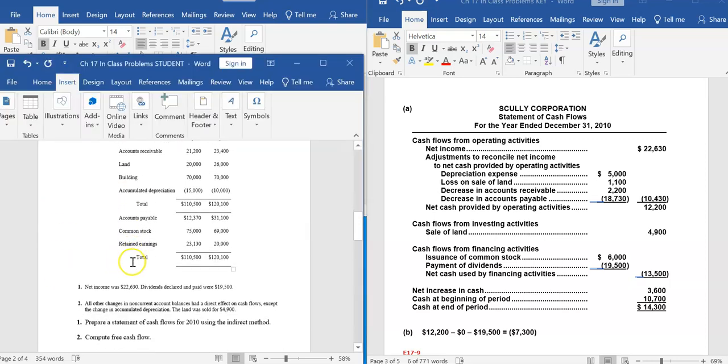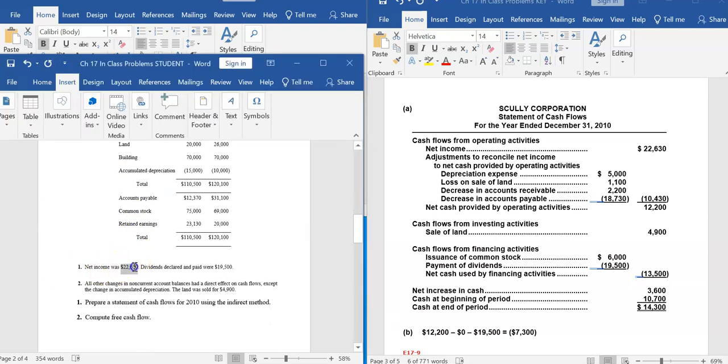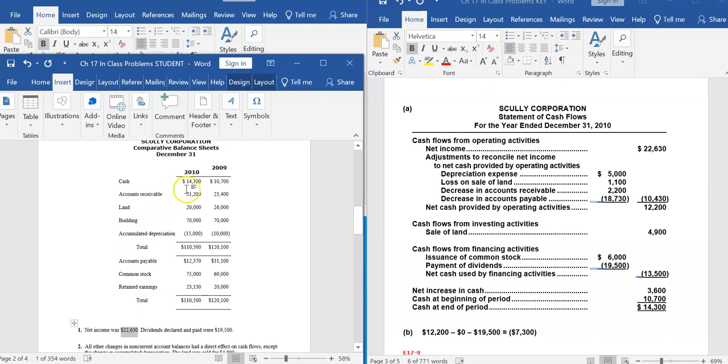For instance, in this problem, net income was $22,630, but that doesn't mean that cash increased $22,630. As we're seeing here, cash during the year only increased from $10,700 up to $14,300. It was not the same as the amount of income, and that's because this income is accrual accounting, not cash flow.